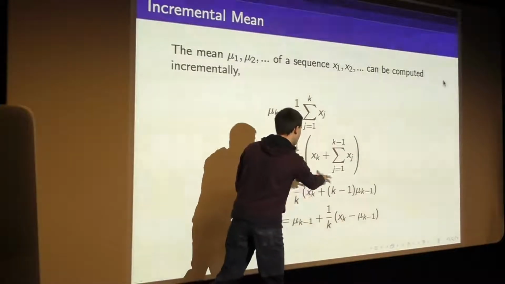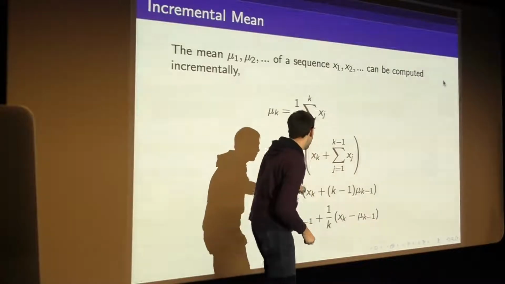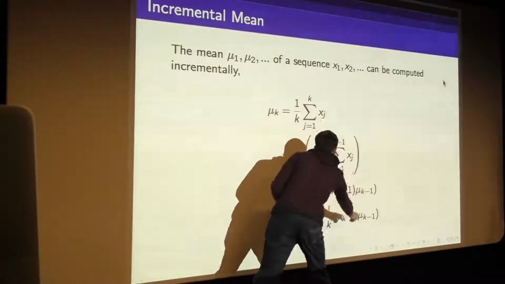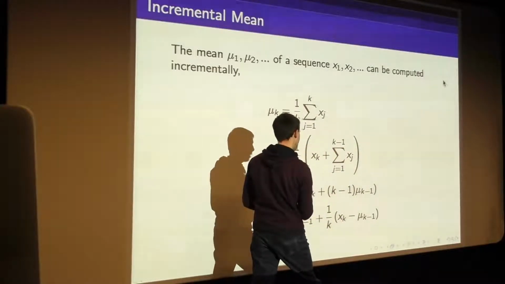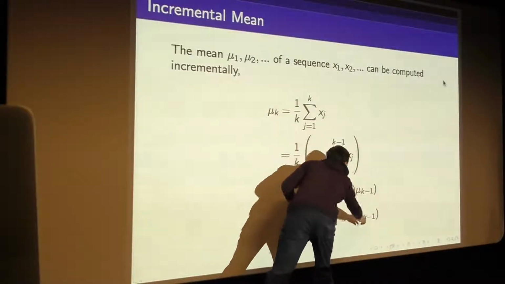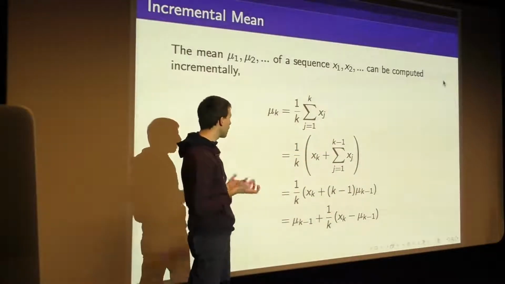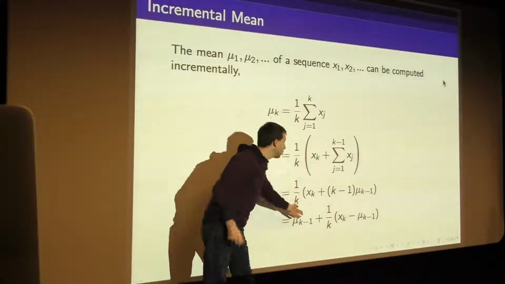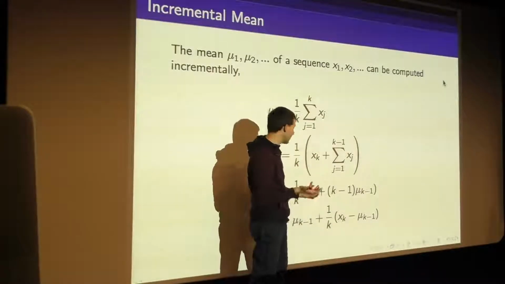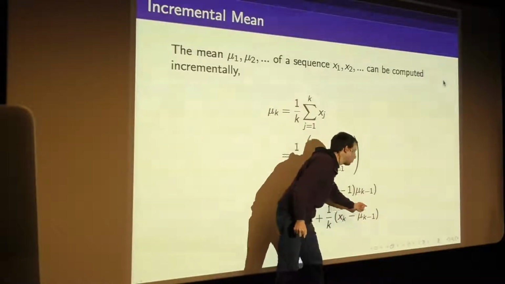And then if we rearrange these terms and collect together our xk's, we've got 1 over k of them here, and our mu k's we can pull out and subtract off the 1 over k mu k that we have here, which is the k times 1 over k of mu k that we pull out. And what we see is that the new mean is the old mean plus some step size, 1 over k, a little increment towards the difference between your new element and what you thought the mean was.